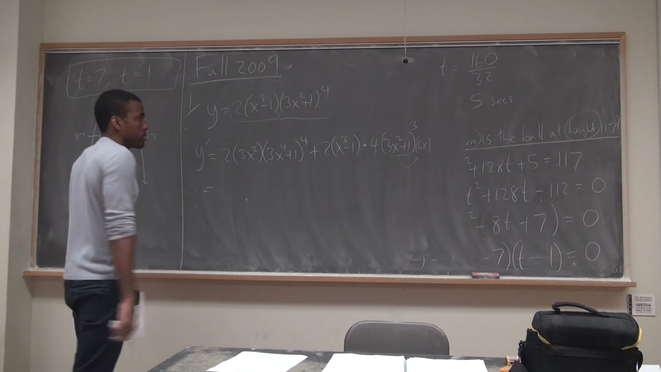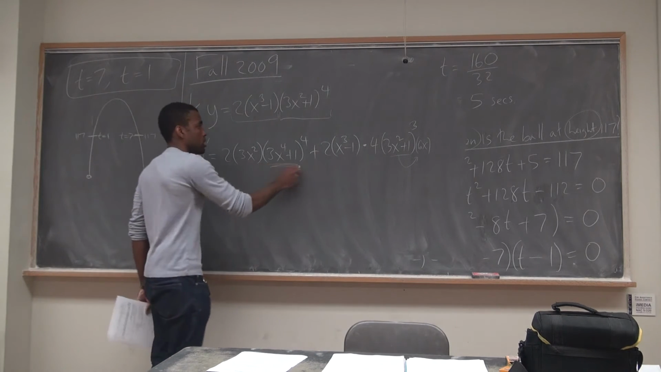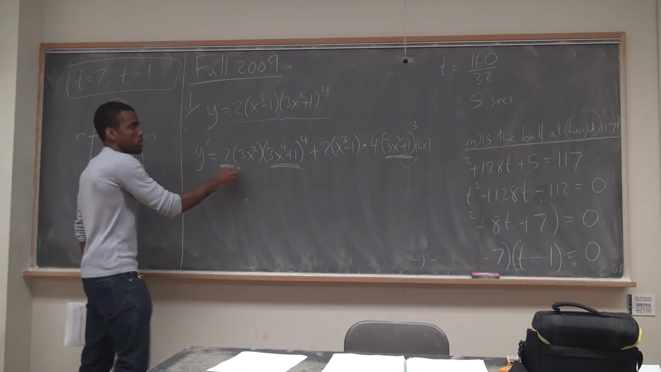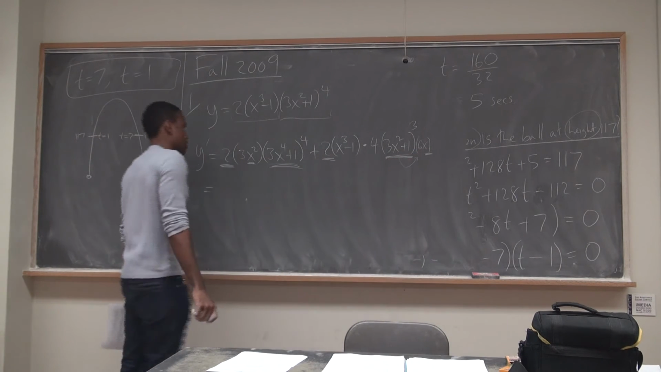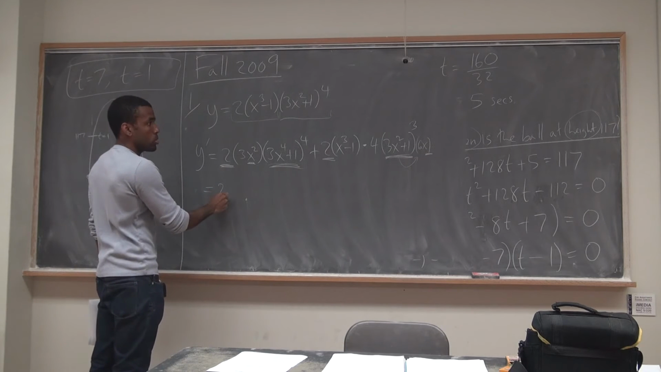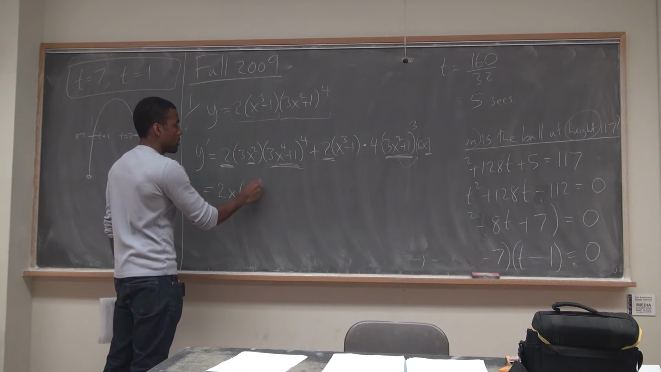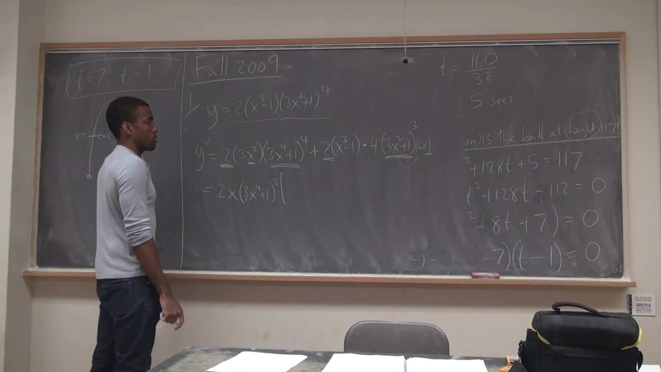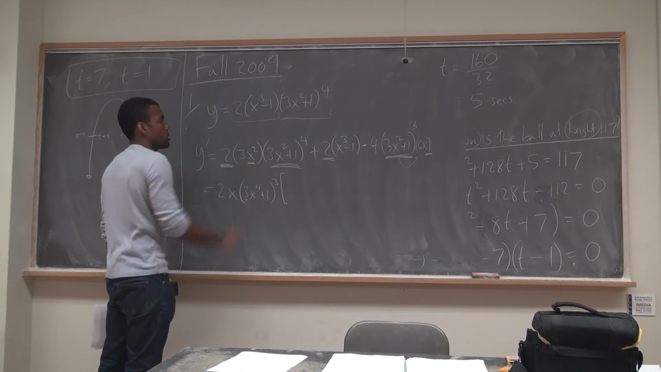And at this point, can we do anything? Sure, there are common terms. This is a common term. That's a common term. 2 is also a common term. X is also a common term. So I can factor out 2x times 3x to the 4th plus 1 to the 3rd power. But wait, the 3x to the 4 and the other one is 3x to the 2nd. Oh, is only square plus 1? So yeah, that should be a square. That was a typo. Okay.